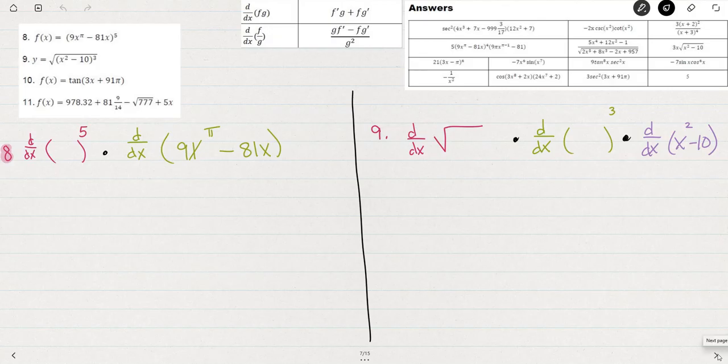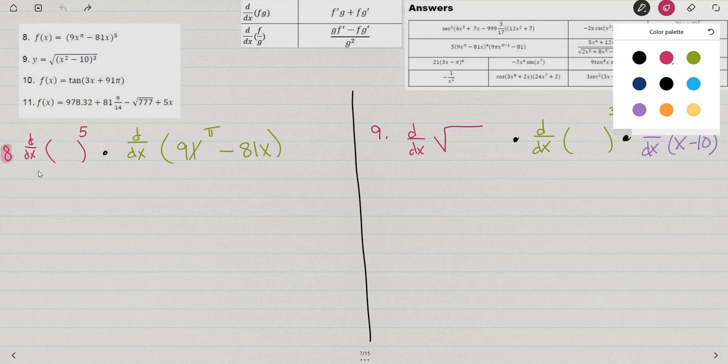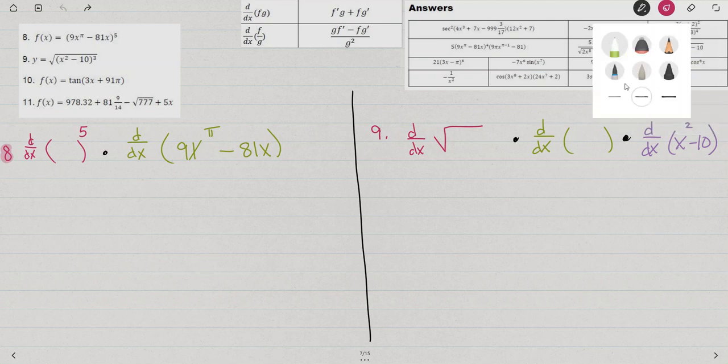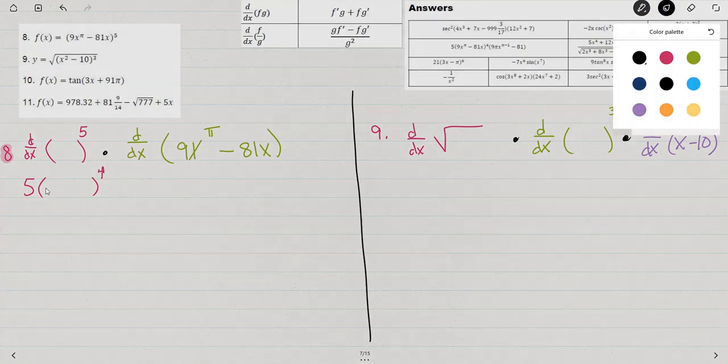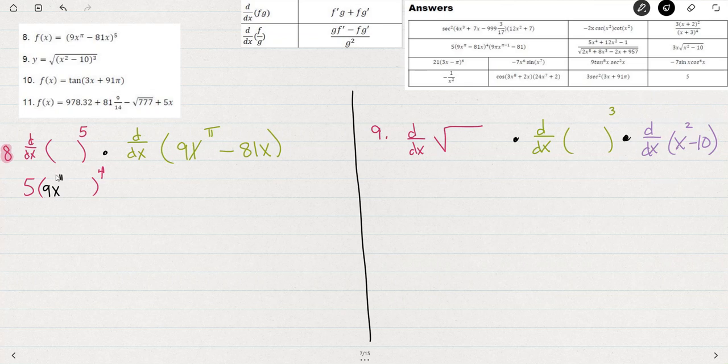We're looking for the derivative of something to the 5th power. And when we apply the chain rule, the outside function is going to be this piece, the derivative of something to the 5th, and then the inside function is that something, the thing that's inside, the 9x to the pi minus 81x. So when I do the derivative of something to the 5th, I'm going to get 5 times that something to the 4th, and the something is this 9x to the pi minus 81x.